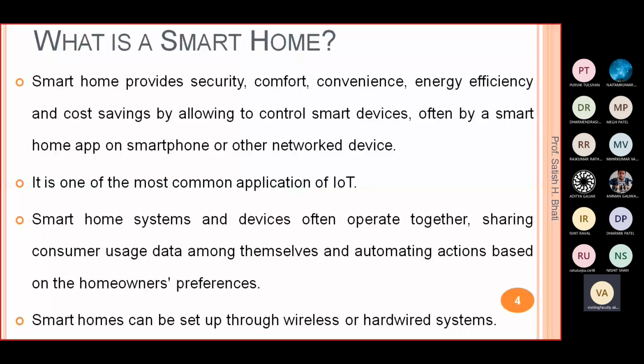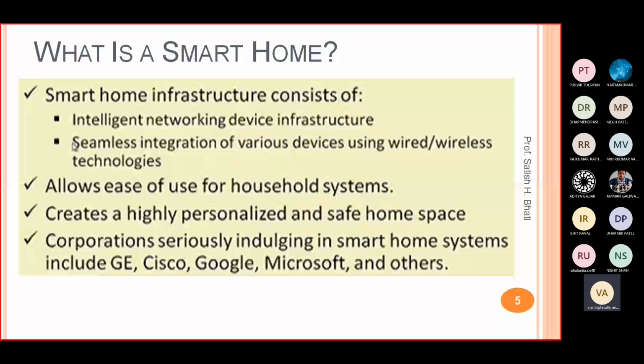It allows easy use of the system, right? In that we can control all the different appliances. Then the smart home creates a highly personalized and safe home space, right? Smart home means it will work according to a specific person. If I develop the smart home for me, then it will work according to me, according to my habits, according to my schedule, right? So it creates a highly personalized environment and a safe home space.